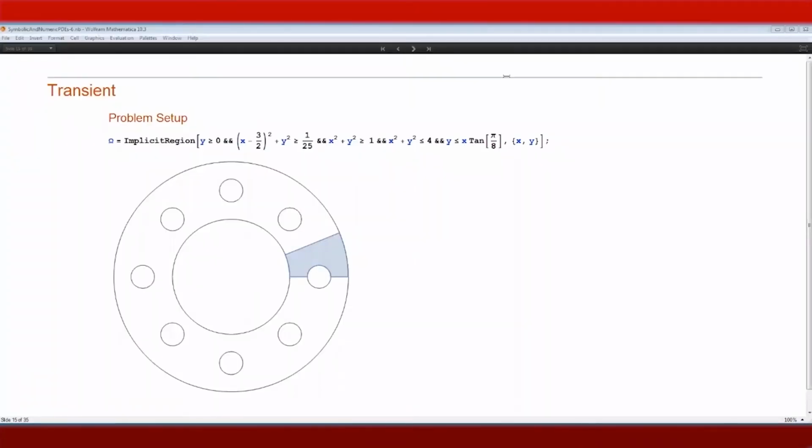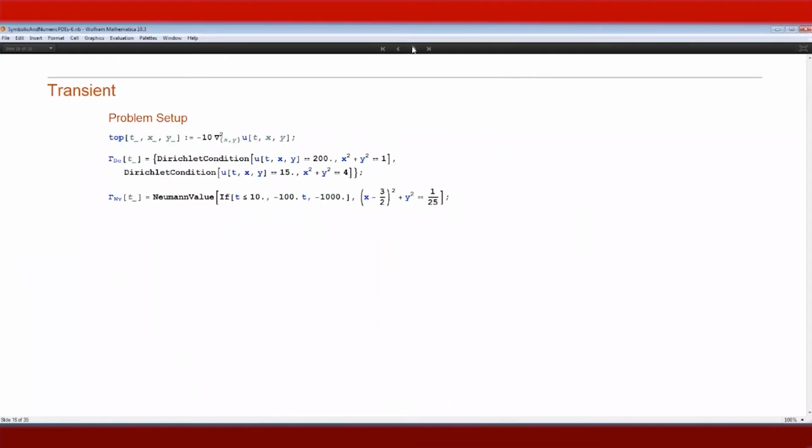Let's look at the transient problem. Imagine a pipe. Inside the pipe, we have a hot liquid, and outside we have room temperature. Now, additionally, in the pipe wall, there are cooling ducts to cool the pipe as such. The specific region that models a symmetrical part of that pipe is depicted below in blue, and the mathematical description is given as this implicit region.